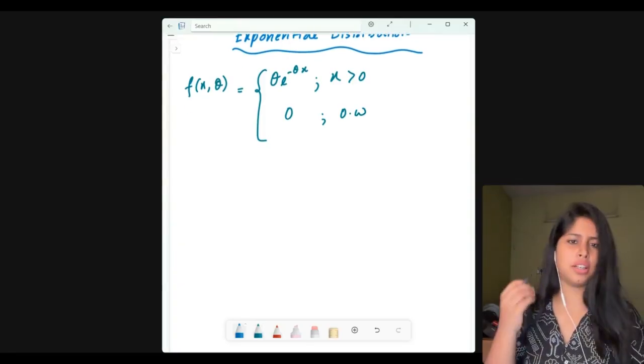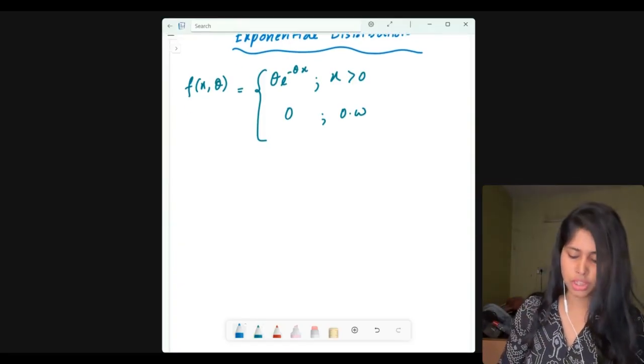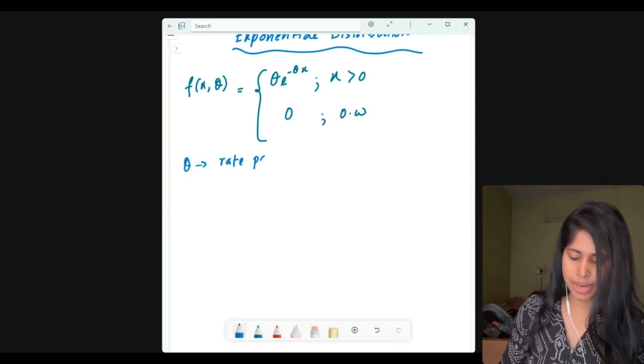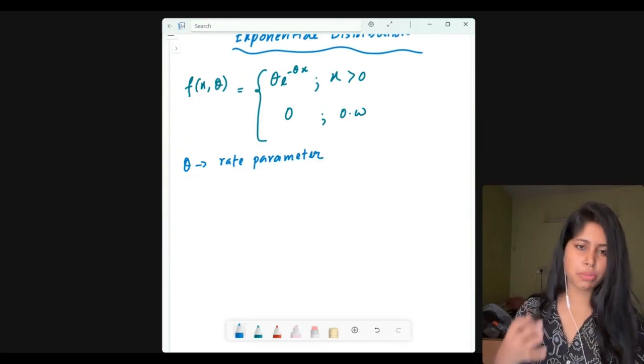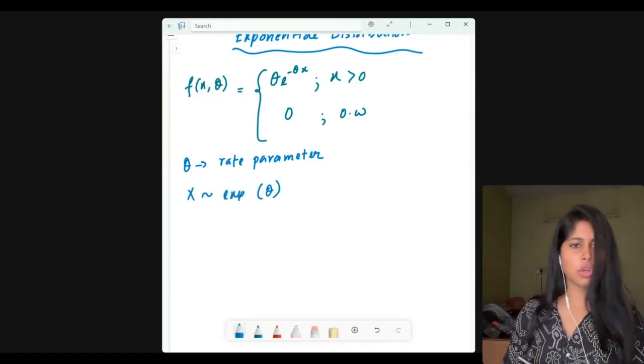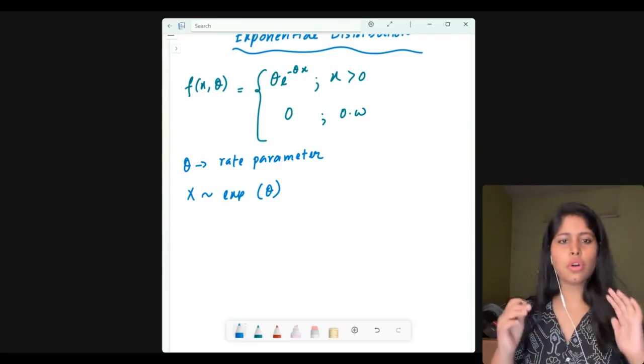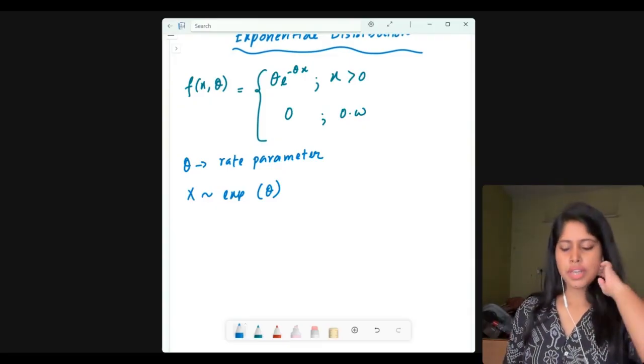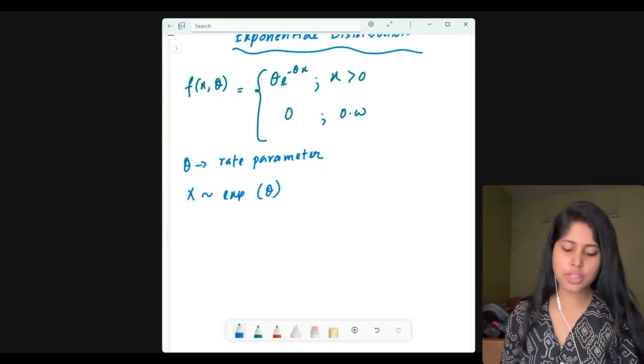Let me write the basic things which you want to remember, which is that theta is the rate parameter. And how do we denote the exponential distribution? We denote it by X follows exponential theta. Okay, so that is how we write the exponential distribution. Now we are going to come to the CDF portion.